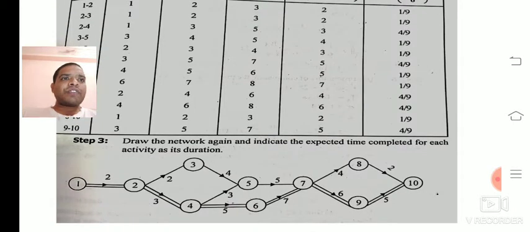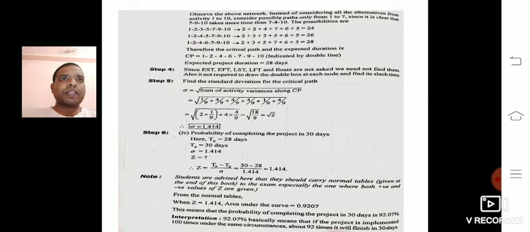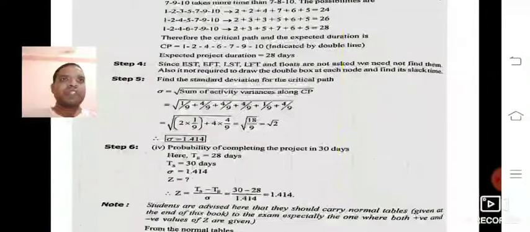After locating the expected duration for every activity, now we can find out the critical path. Easily we can find out the critical path. How many paths are there from the first node to the 10th node? Here we have 3 paths. Among those 3 paths, which one will give the maximum?